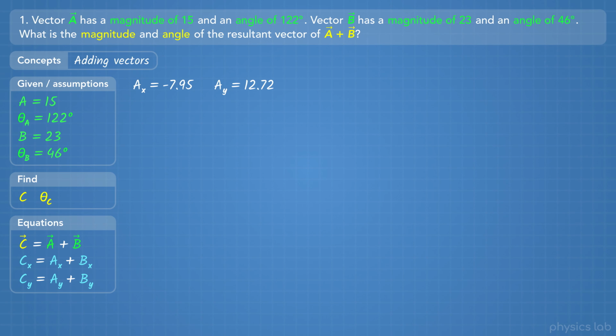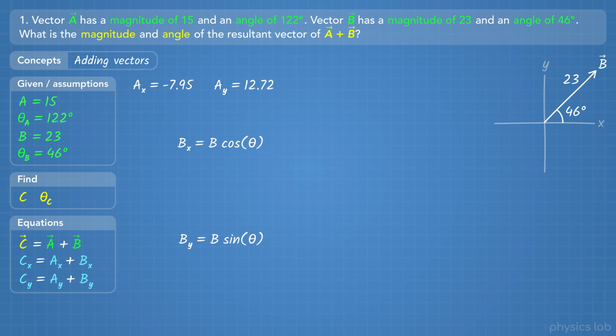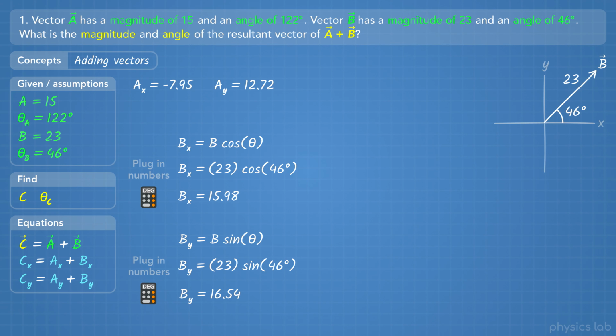Now let's find the components of vector b. Just like with vector a, bx equals b times the cosine of theta, and by equals b times the sine of theta. Now we plug in 23 for b and 46 degrees for theta, and we find that bx is 15.98 and by is 16.54. Let's also write those at the top.